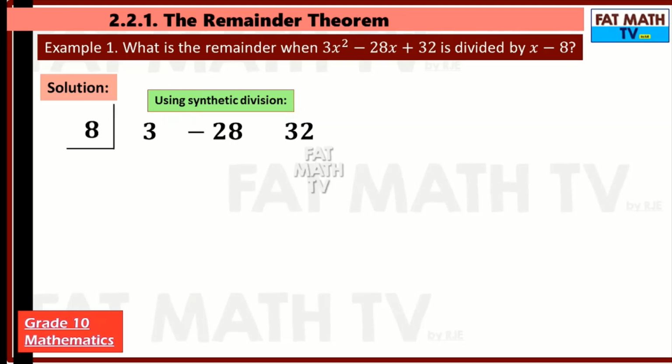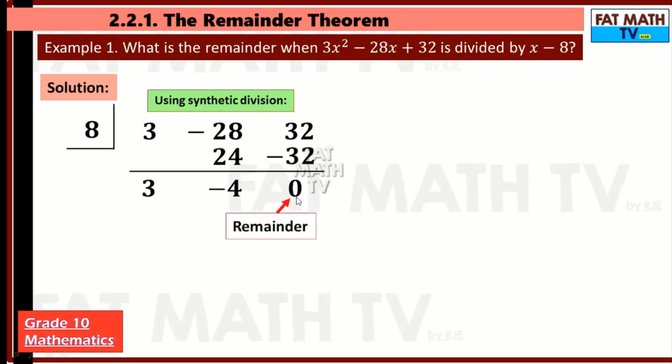Using synthetic division, we will have 3 times 8, 24, negative 28 plus 24 is negative 4. Negative 4 times 8 is negative 32 and 0 here. Meaning to say the remainder is 0. So that is if you use synthetic division.